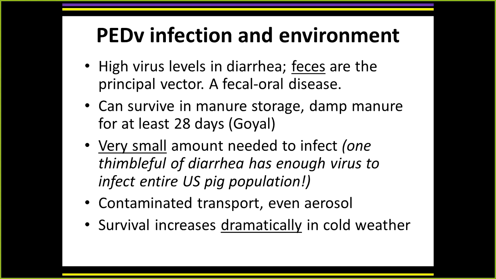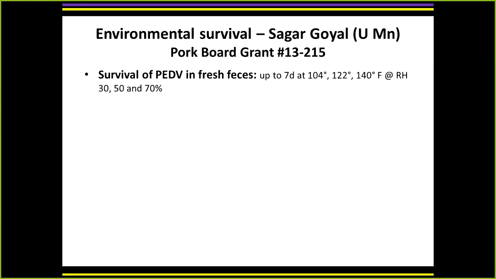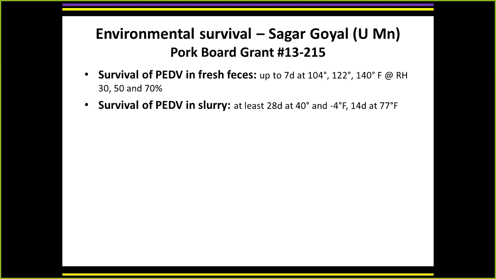Survival of all of the coronaviruses jumps up dramatically in cold weather. It's pretty indestructible at cold temperatures. Some more of Sagar's work on environmental survival: in fresh feces, it survived nicely for 7 days at various temperatures, all the way up to 140 degrees Fahrenheit, which is a little bit on the scary side. In slurry, at least 28 days, and we know it's at least 28 days because that's when they stopped looking. And that was at both 40 degrees and -4.